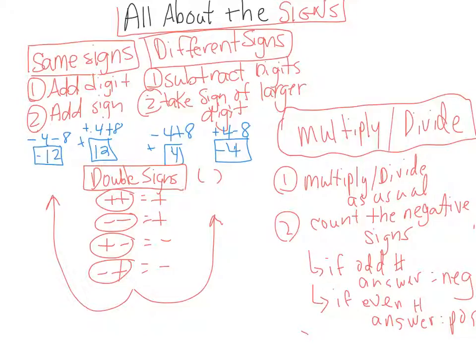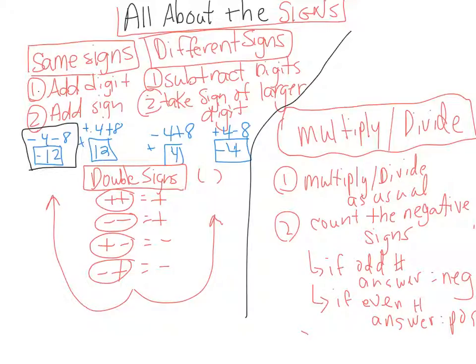For adding and subtracting, we're going to be using these 3 rules: same signs, different signs, or double signs. And double signs are used often. Same signs would be both positive or both negative. So you add the digits. Number 1 is add the digits, and then you add the sign. So we'd have -4 minus 8, which is the same thing as -4, -8. You add the digits and add the sign. So -4 minus 8 is -12.